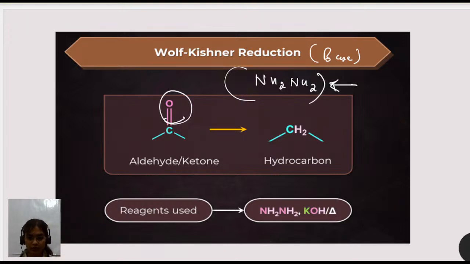Hydrogen. Yes, very good. That is this tank. So yes, you're right, that is hydrogen. This is our hydrogen.